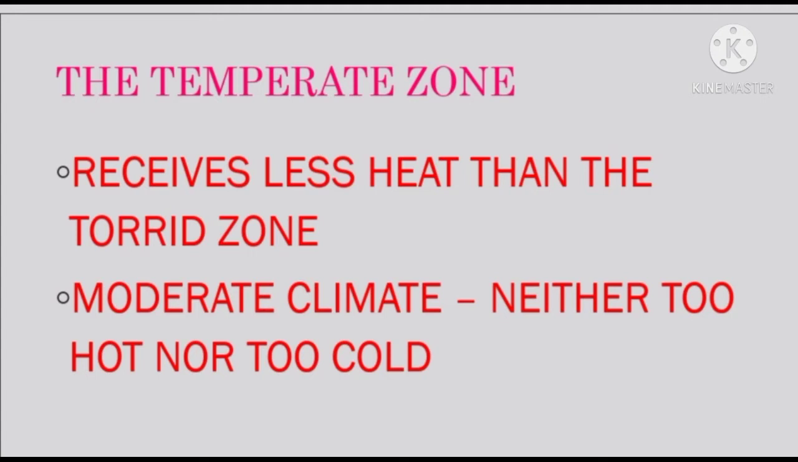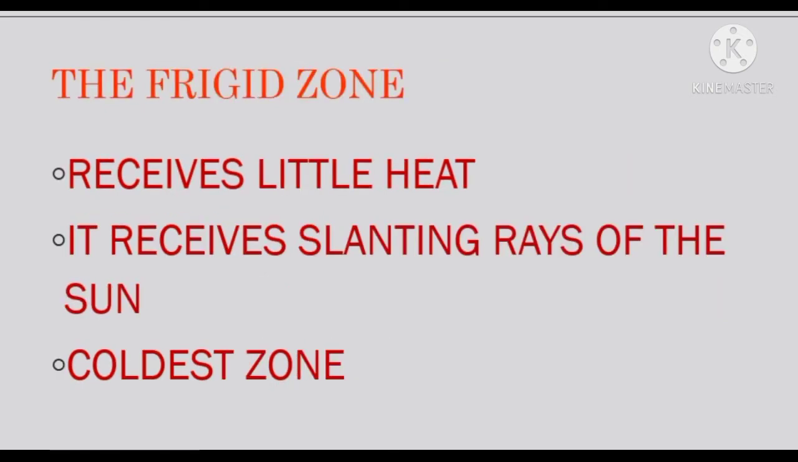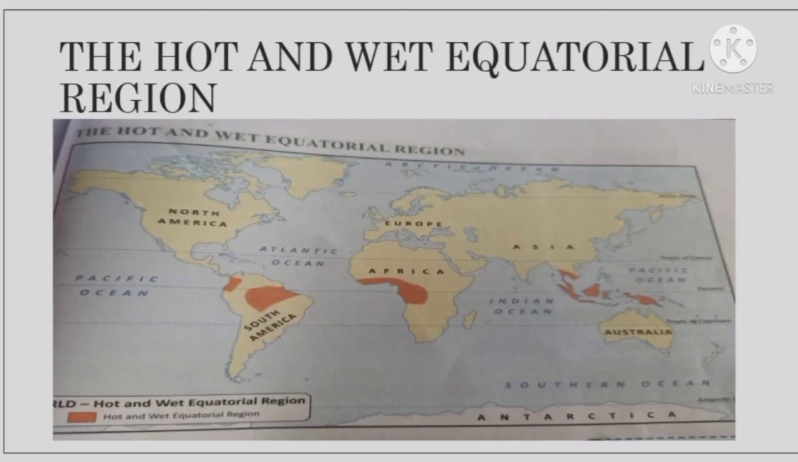Next zone is the temperate zone. It receives less heat than the torrid zone. So it has moderate climate that is neither too hot nor too cold. The next zone is frigid zone. It receives very little heat as it receives the slanting rays of the sun, and it is the coldest of the three zones. In these heat zones, there are four smaller climatic regions.